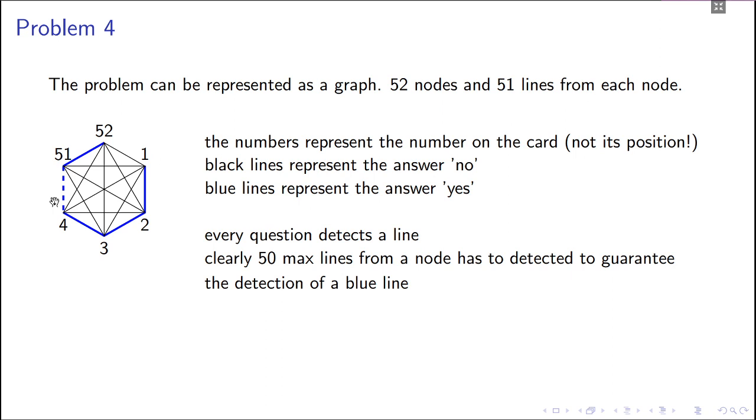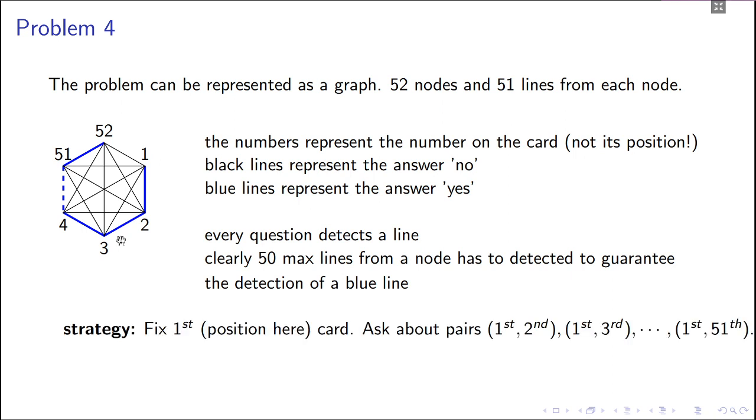Because there are 51 lines from every node, if the 50 lines turn out to be black, then you know that the 51st line is a blue one. So obviously you have to detect 50 lines. And what is the strategy? The strategy is that you stick to a node, and then you keep asking questions about it with respect to the other nodes.